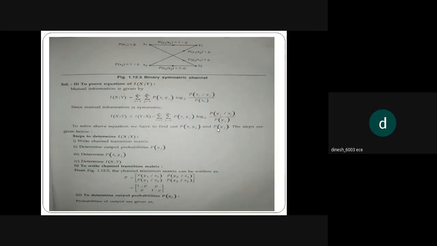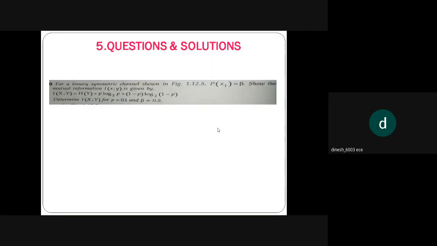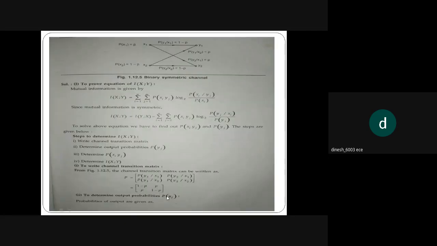Here comes the next big question. How to find this? Output probabilities. So the output probability is P of yj. We are having how many symbols? 2 symbols, y1, y2. So we should write it as it is: P of y1, P of y2.